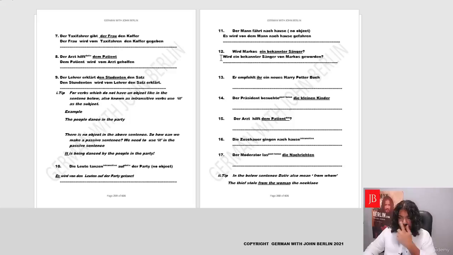So it'll basically be a fame. Okay. Wird Markus ein bekannter Sänger. So it'll basically be is Markus. We could write it like this. Wird ein bekannter Sänger von Markus geworden. Is a famous singer being made by.